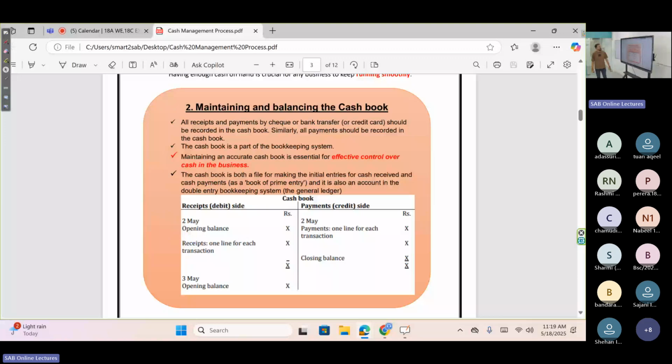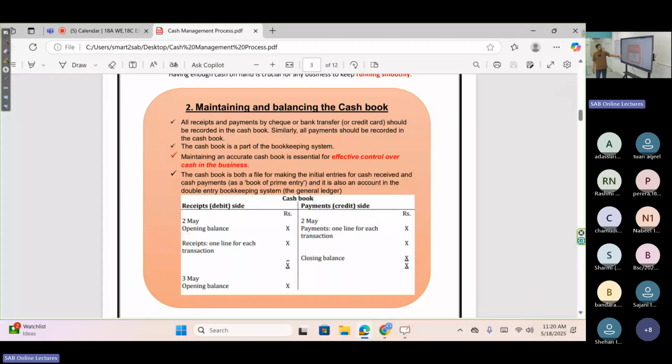All receipts and payments by check, bank transfer, debit and credit notes, debit and credit card, and liquid cash, which means bank notes and coins. All receipts and payments by check, bank transfer or credit card should be recorded in the cash book. Similarly, all payments should be recorded in the cash book.